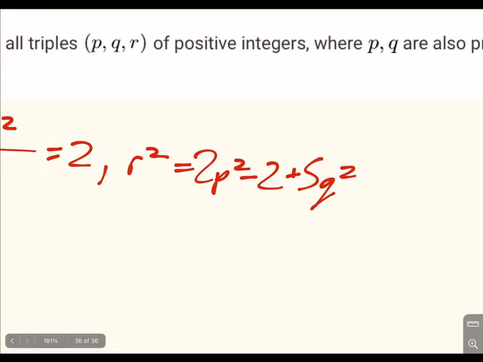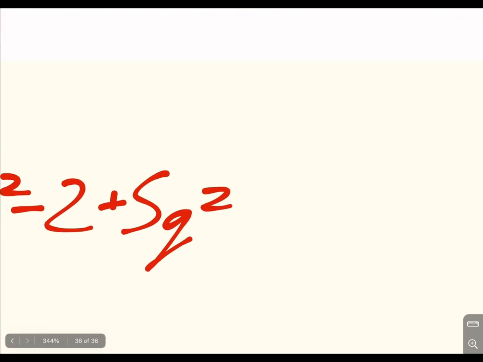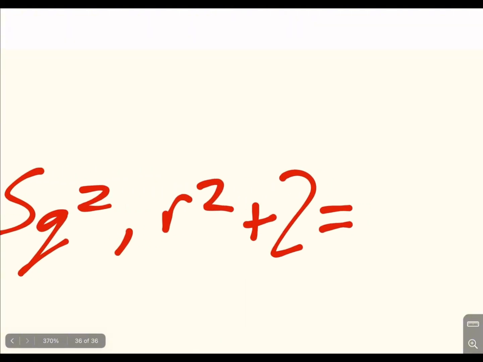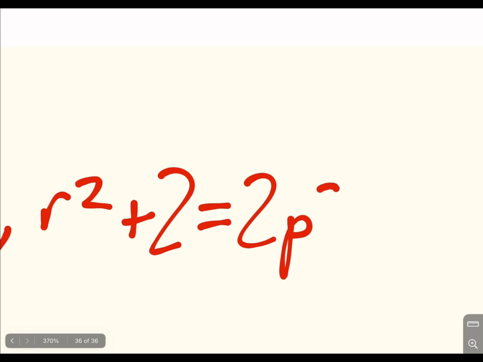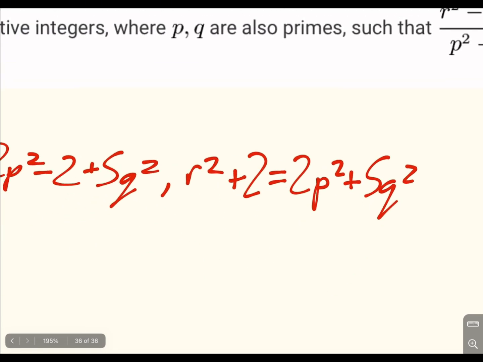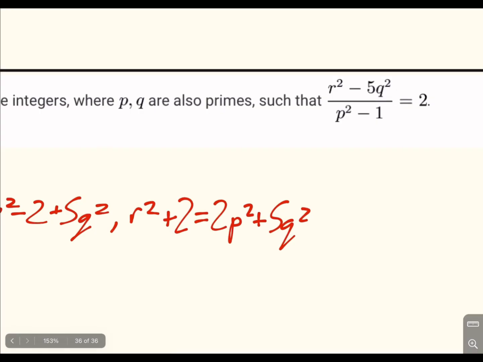And then we move the 2 to the other side, which results in r squared plus 2 being equal to 2p squared plus 5q squared. Right.